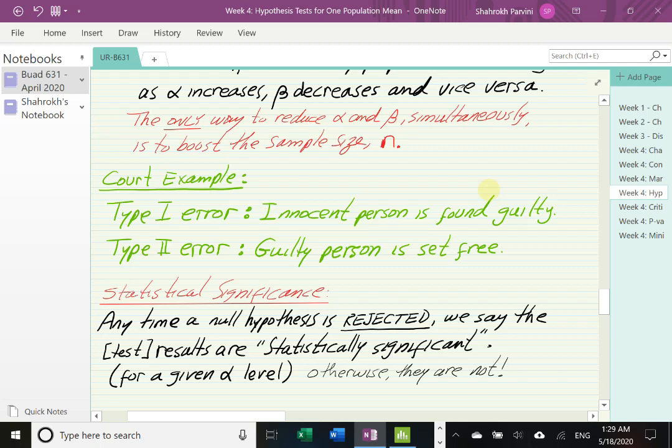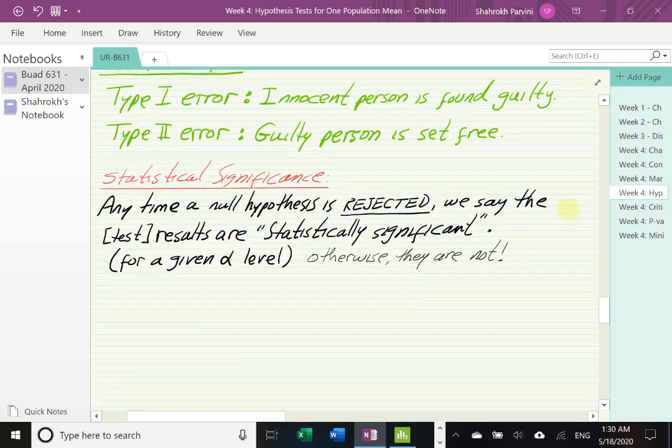Now, when we talk about statistical significance, anytime we reject a null hypothesis, we call the result statistically significant. What that means in a nutshell is this. Statistical significance means a null hypothesis was rejected. The status quo no longer holds. So that's what we say: the test results are statistically significant for the given alpha.